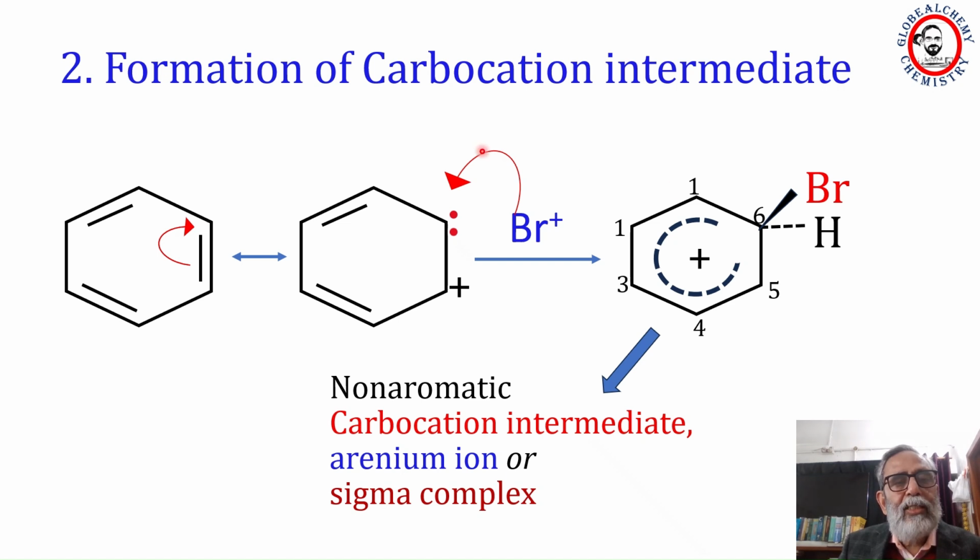Now, the second step is the formation of the carbocation intermediate. The electrophile, that is the bromonium cation, reacts with the nucleophilic benzene ring, that is an electron-rich species. The electrons from one of the bonds shift to one of the carbons, and this bromonium cation attacks that carbon, and it forms a non-aromatic carbocation intermediate, or arenium ion or sigma complex. This is non-aromatic because this carbon is an sp3 carbon.